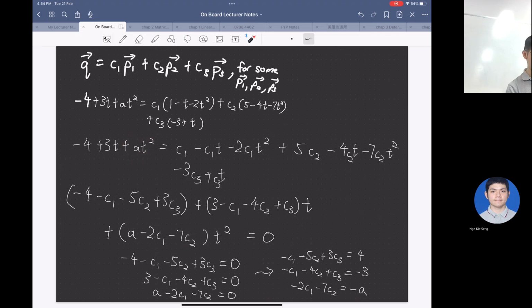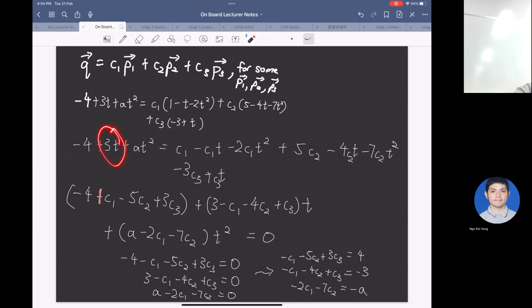Oh, wait. Okay, I see. Okay, I know what I'm doing wrong. I think I went wrong at the various signs. So minus 4 here, so I move this over, so this one becomes plus. Okay, and then minus 5. Minus 5 is correct. Plus 3 also correct.